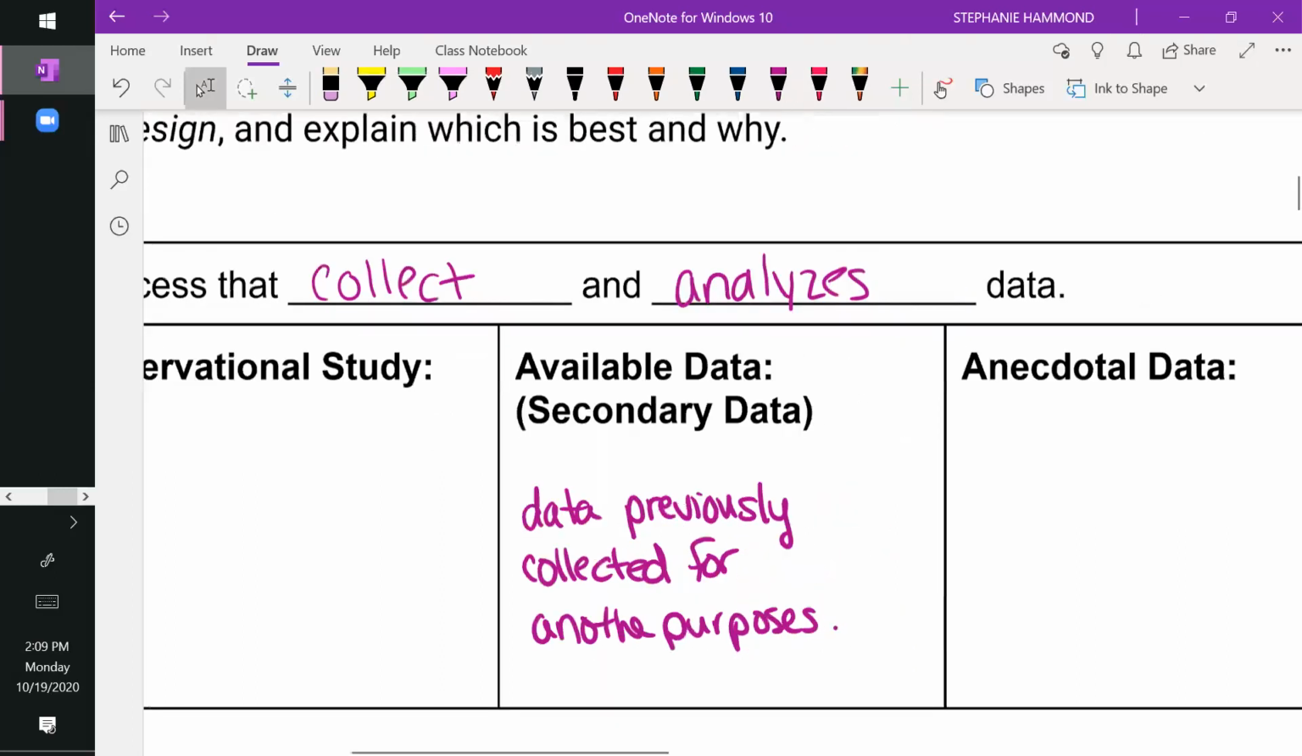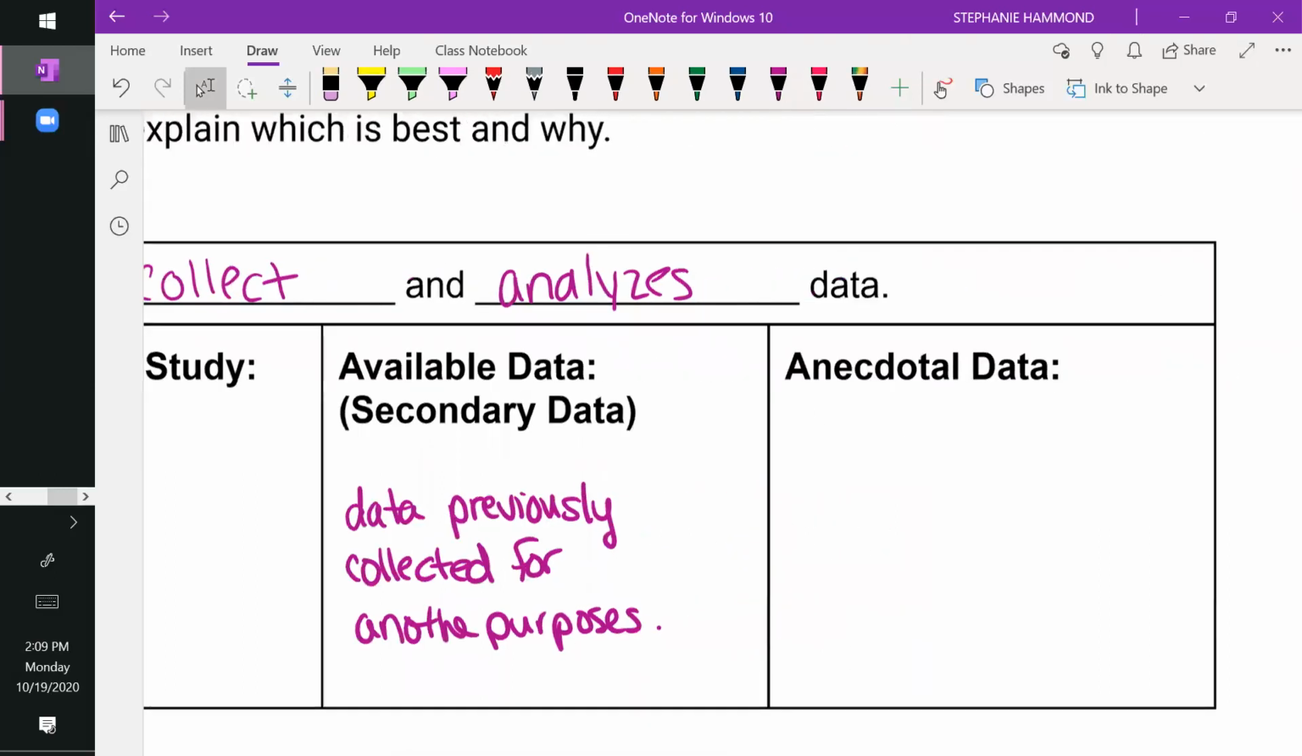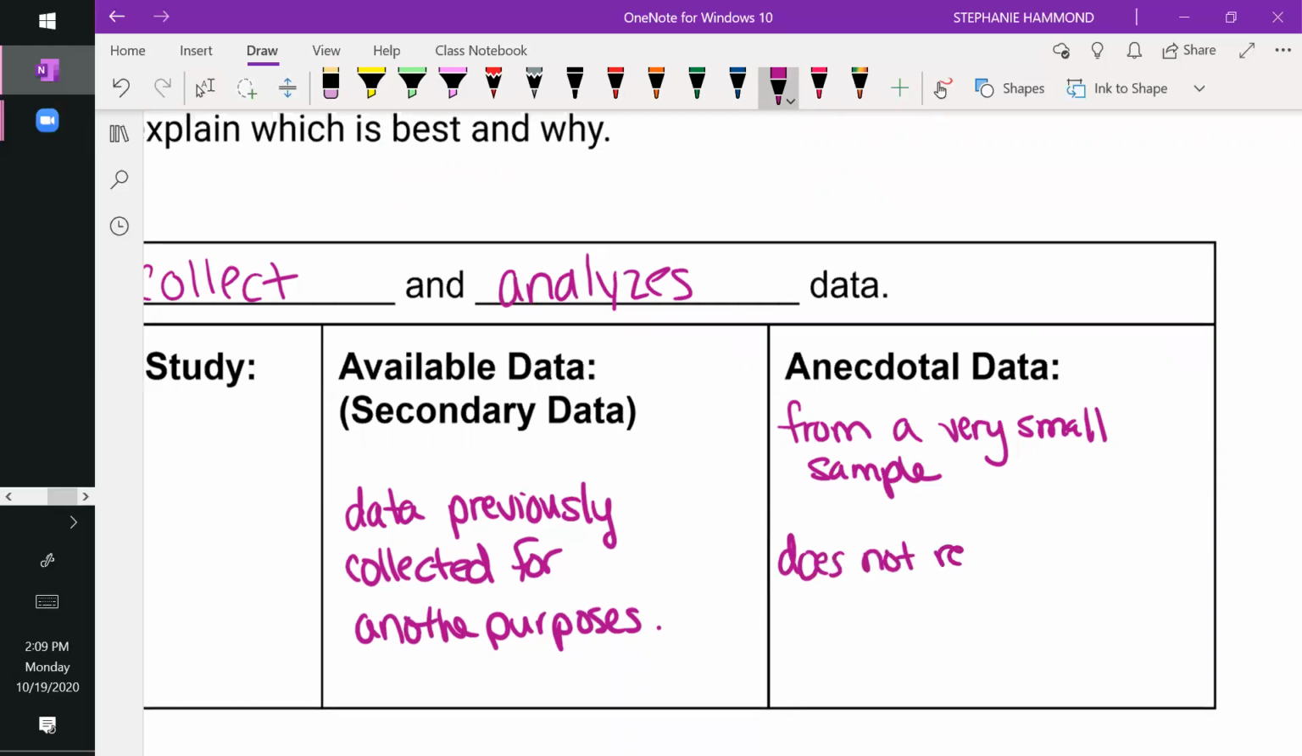The next one I'll look at over here is anecdotal data. Anecdotal data is data that comes from a very small sample. Maybe even just one piece of data or less than 10 sometimes. And since it's such a small sample set, it does not represent the entire population very well. Does not represent the population.